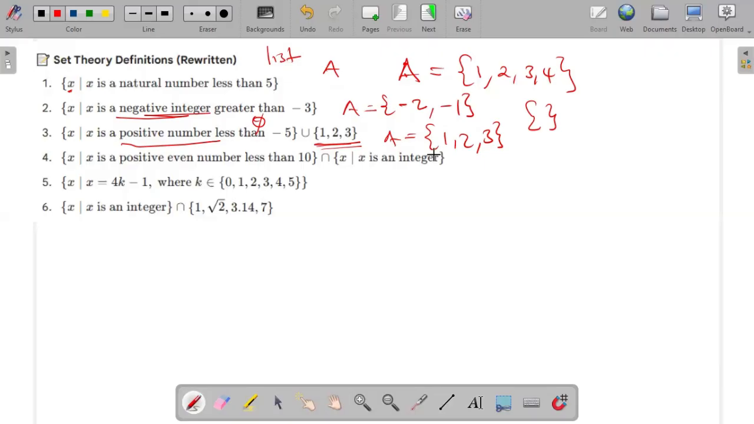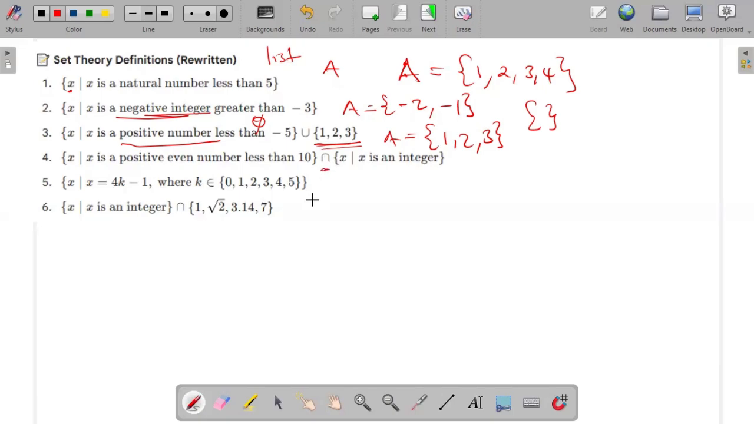So if I have 3 pens in my right hand, and in my left hand I do not have any pen, then I put my hands together and hold the pens together in both hands. It means what I have is just the 3 pens. This is what we are doing here. Then part 4 is saying x is a positive even number less than 10, then intersection.